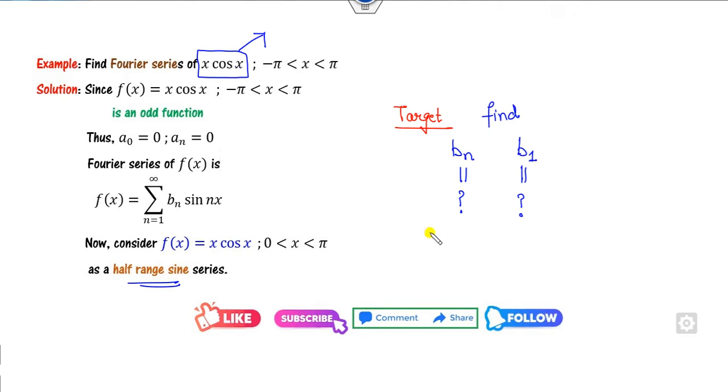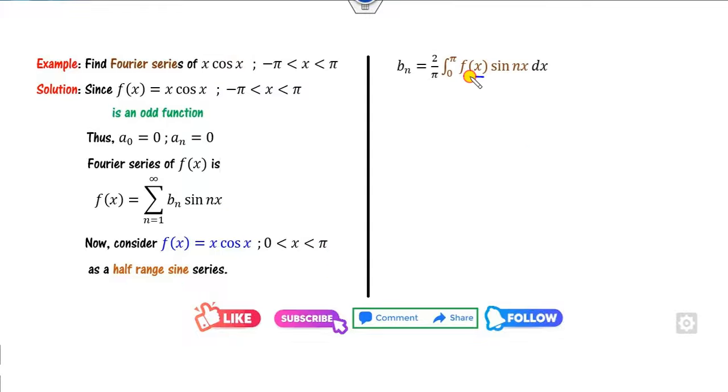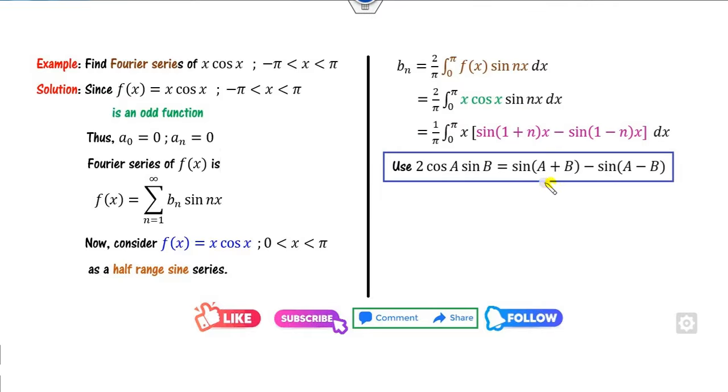Now it's a half range series. What is the value of bn? It's 2 over L, integral 0 to L, f(x) sin nx. Fine. What is the L? This number is my L. Now I can substitute the value of f(x), that is x cos x. How can you solve that? I can multiply by 2 and divide by 2. So it's 2 cos A sin B.